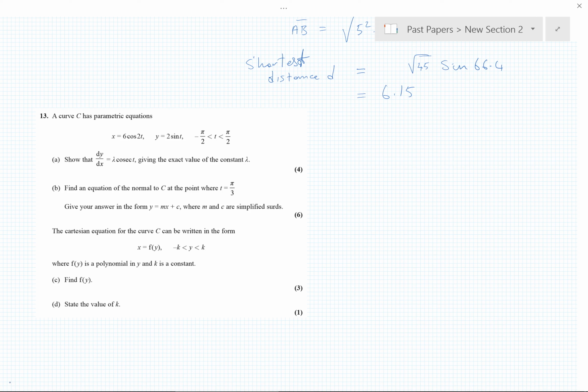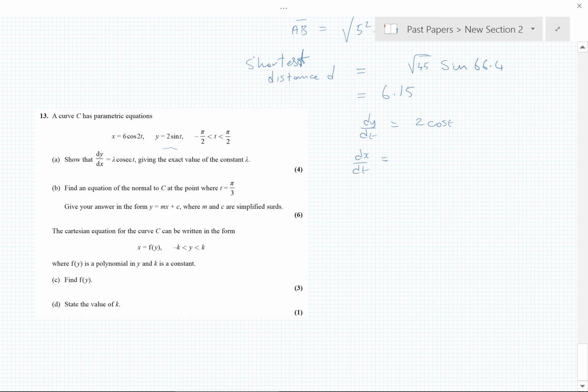So we've got to find dy by dx in terms of t. So let's find dy by dt, which is differentiating sine gives you cos, so that's 2 cos t. Find dx by dt.